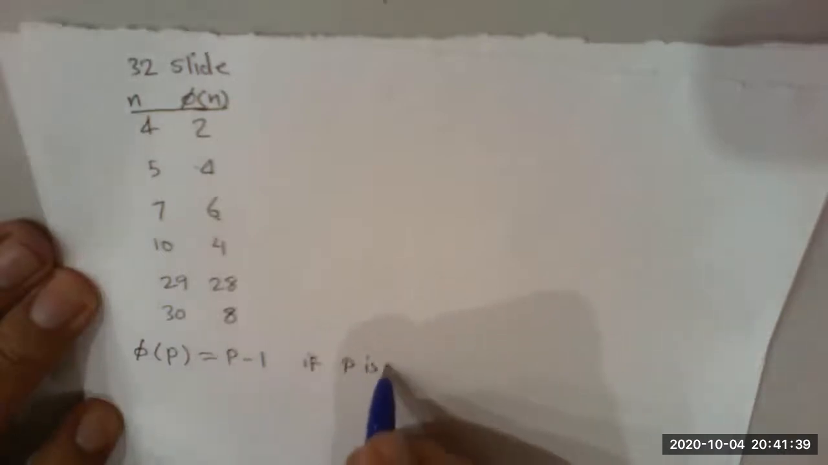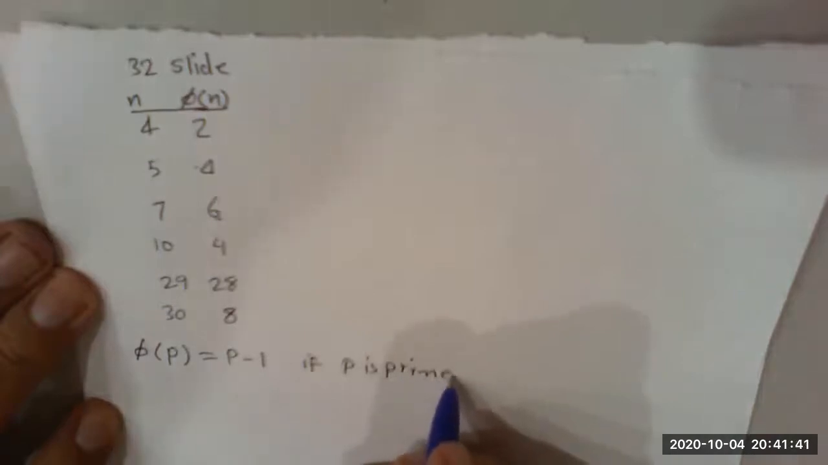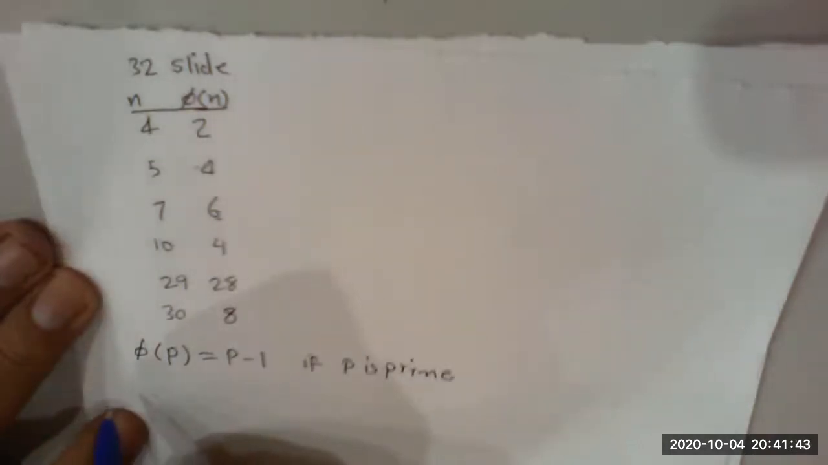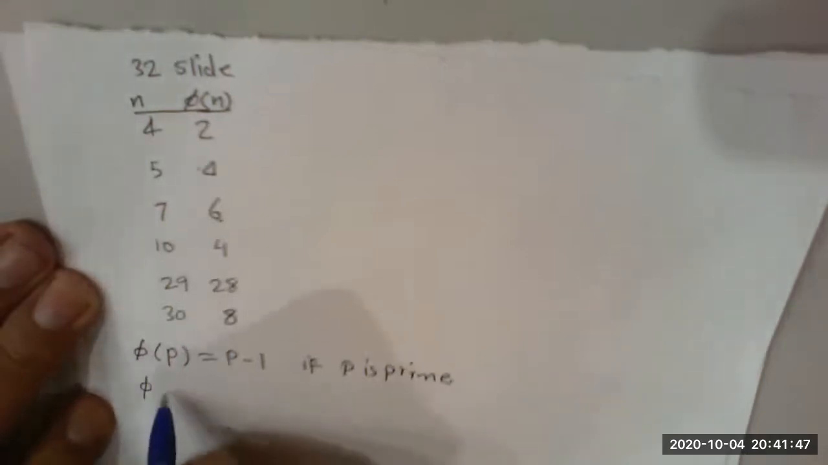This is the quotient function. It's clear that phi of p equals p minus 1 if p is prime. Of course, I can see that.